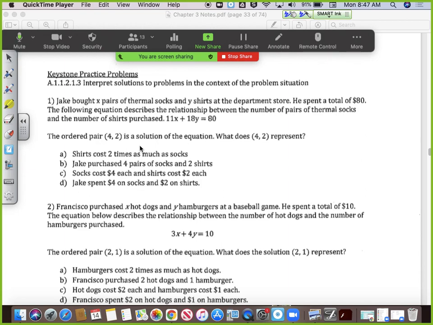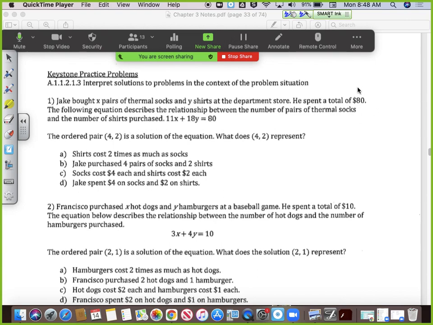All right, so when we are doing these types of problems, we have to read the situation and then look at the ordered pair, make sure that the answer to the ordered pair is in the correct order and the numbers associate with the correct thing. So number 1 says Jake bought X pairs of thermal socks and Y shirts at the department store. He spent a total of $80. The following equation describes the relationship between the number of pairs of thermal socks and the number of shirts purchased. We have 11X plus 18Y equals 80.